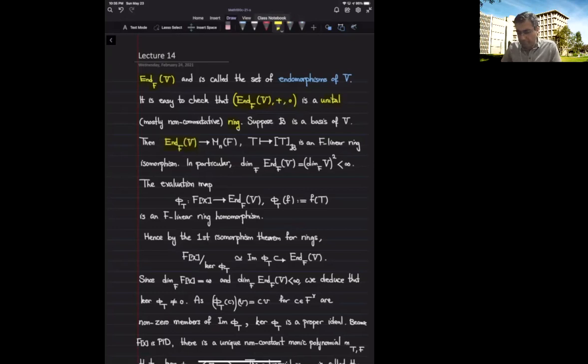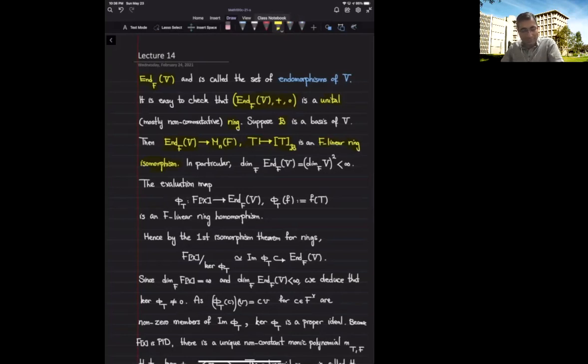You choose your favorite basis. It doesn't matter what it is. And with respect to that basis, you are going to encode this linear map. So you send T to the matrix that we get with respect to the basis B. And it's easy to check that this map is in fact a ring isomorphism. It's an F-linear ring isomorphism. So in particular, now you see, maybe more clearly than before, that this is indeed a unital ring isomorphism.